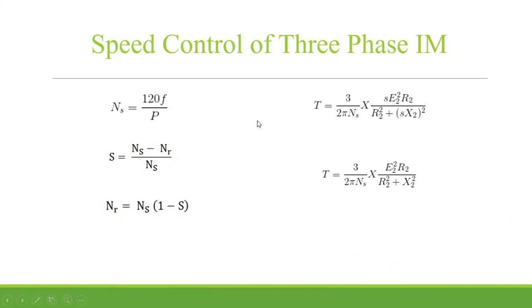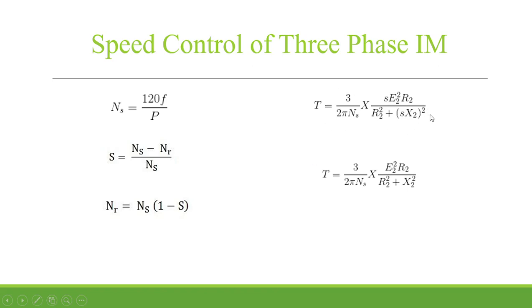Before going to the speed control, we'll be discussing some basic terms again. ns is the synchronous speed at which the mmf, the rotor flux, the revolving magnetic field rotates. So ns is given as 120 f upon p, where f is the frequency and p is the number of poles. Then slip is given as (ns minus nr) upon ns, where nr is the rotor speed. Now coming to the torque equation of three-phase induction motor, we have studied this.